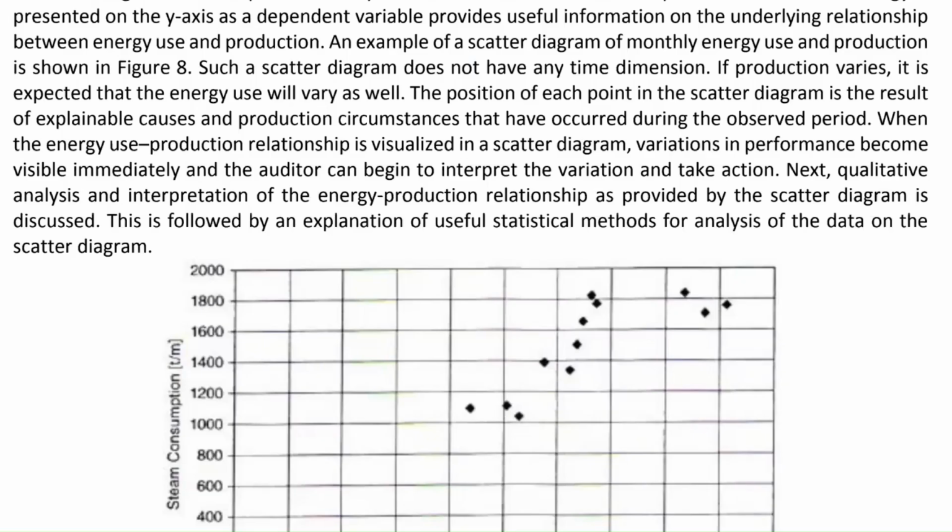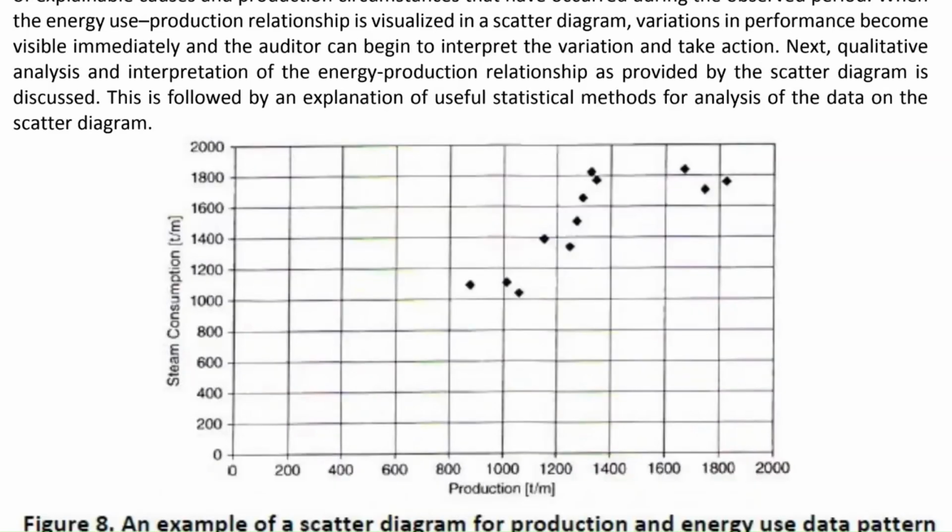In the scatter diagram, the production is represented on the x-axis, and it is the independent variable. It is dependent upon the energy or its source consumption, which is depicted on the y-axis, and it is the dependent variable. Okay, so the relationship is established between this energy use and the production, and it is analyzed by the energy auditors. It is represented as dots, as can be seen in the diagram.